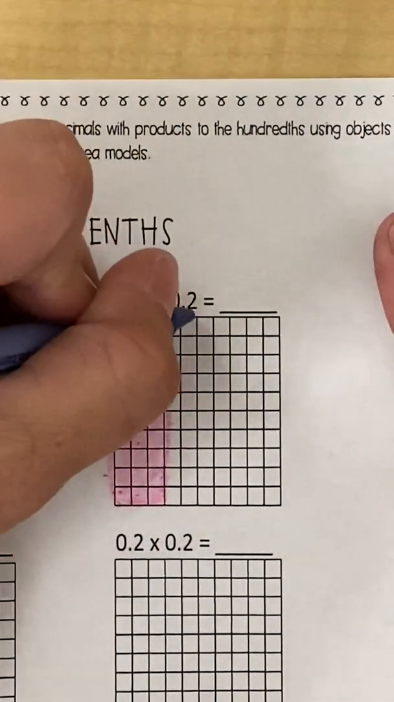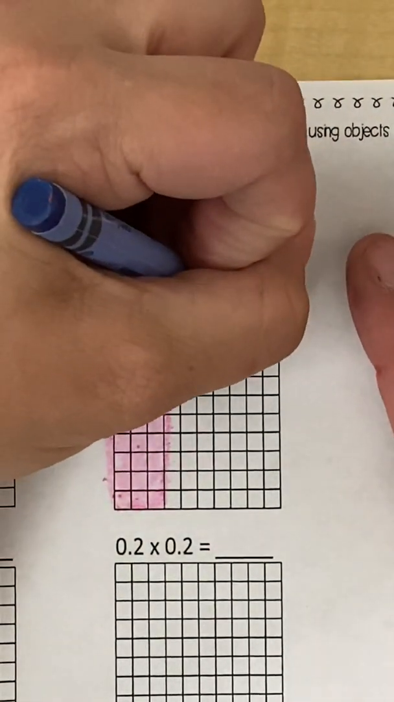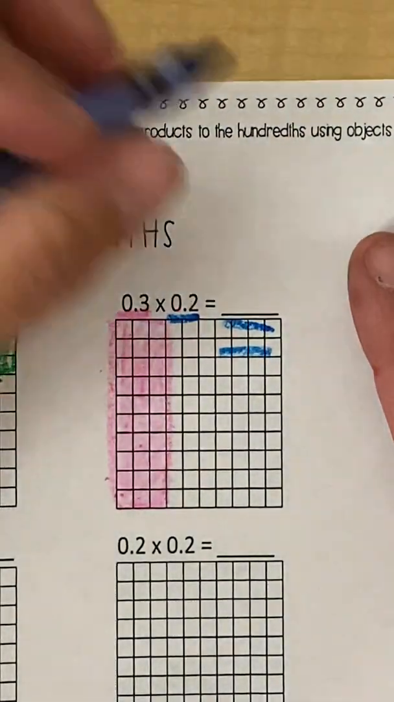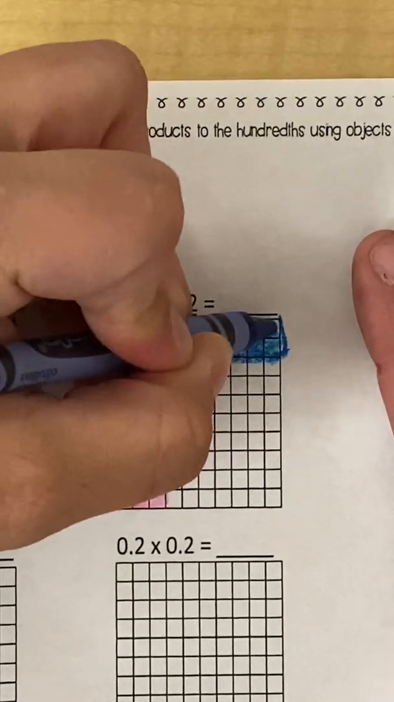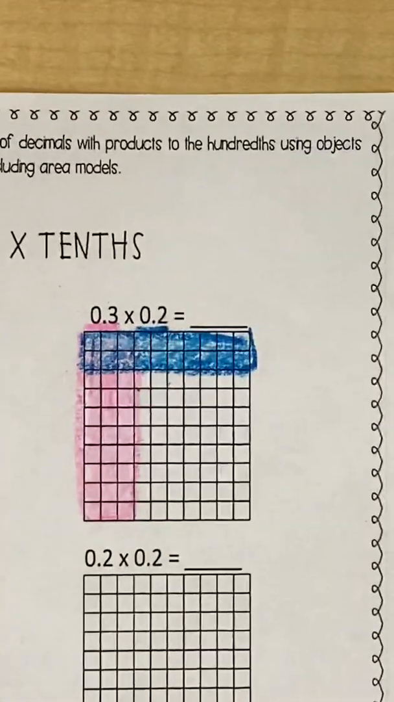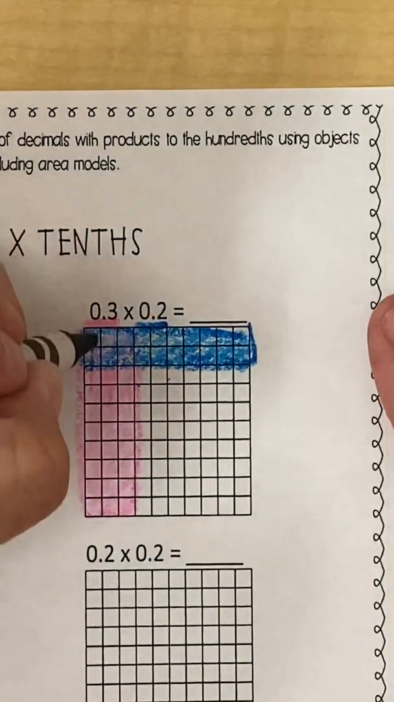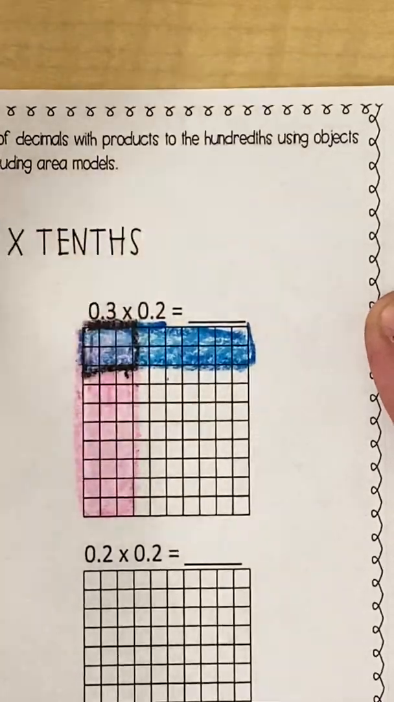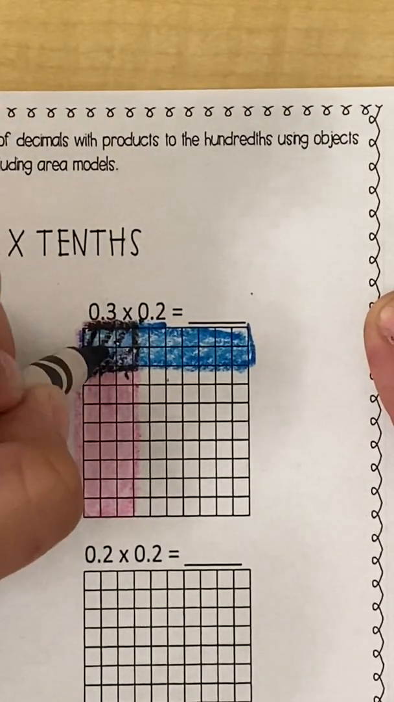Okay, my next number, my second number is 2/10. So I'm going to shade in those 2/10 going from side to side. So 1/10, 2/10. All right, shade that in. Okay, so I'm going to now count the boxes that have both colors inside of it. So that would be this section right here that's overlapping. So 1, 2, 3, 4, 5, 6.